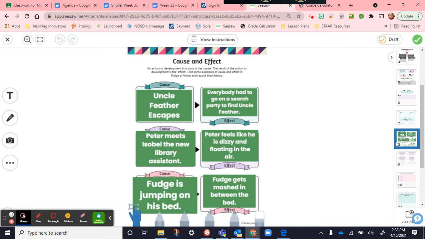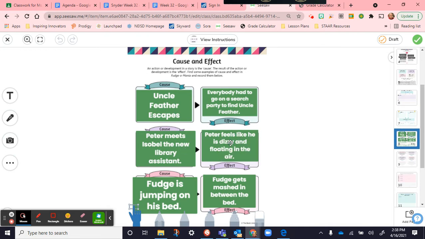All right, on page 6, we skipped that, we went down to page 8, and we were talking about cause and effect. So, cause and effect, you have something that happens, and that's the cause, it's the action, and then the result of that action or the development is the effect. So, one, we talked about when Uncle Feather escapes, the effect was that everybody had to go on a search party to find him.